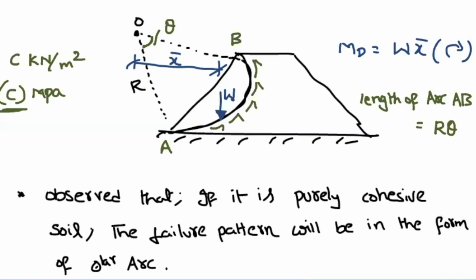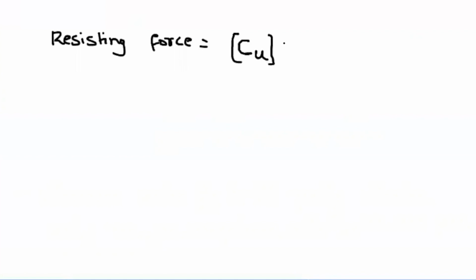Now, what is the resisting moment here? If the length of the arc is r into theta, first we'll find the resisting force, and after that we'll find the resisting moment. What is the resisting force? That is the shear strength capacity, C. Always we will use the undrained condition, that's why here I am denoting it with Cu. Cu into the area. The area is nothing but the length of the arc, r into theta, into the unit length of the soil, that's why 1. So the resisting force will be Cu into r into theta.